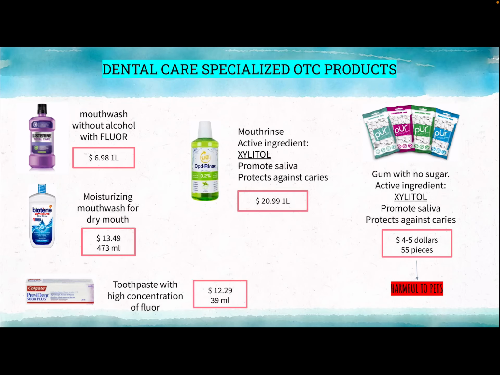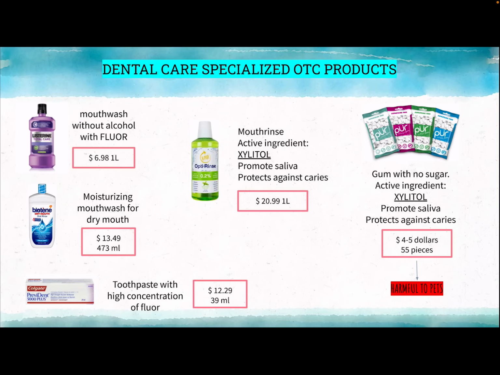Another type of mouth rinse recommended is Opti-Rinse. You can also find it in the drugstore. The active ingredient of this one is xylitol, which reduces cariogenic bacteria load, and the tooth decay causing bacteria are not able to metabolize xylitol, which results in absence of lactic acid and polysaccharide production. So this will promote saliva and protect you against caries. The cost is around $20.99 for a liter.